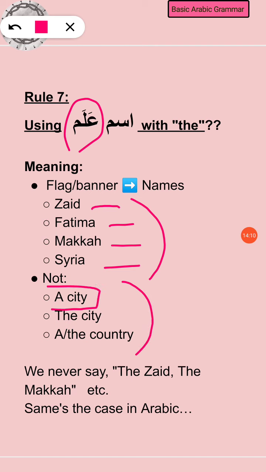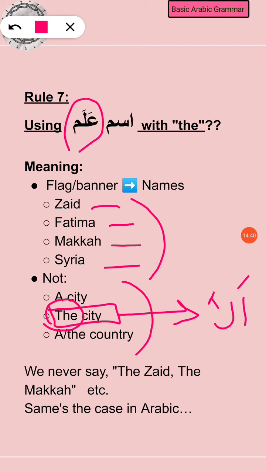A city. Now this is a common noun or ism nakra. Then we have the city. Since in English it's not a proper noun, but it is a definite noun. So this is a definite noun, and in Arabic it's called mu'arraf bil lam. So we have al attached to it, and then the country. It's not a country, it's the country. It is not ism alam, but actual names are ism alam.